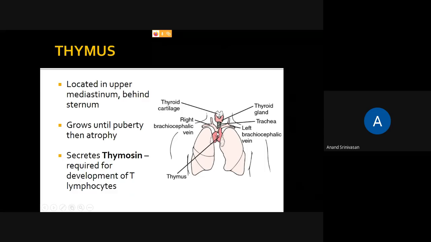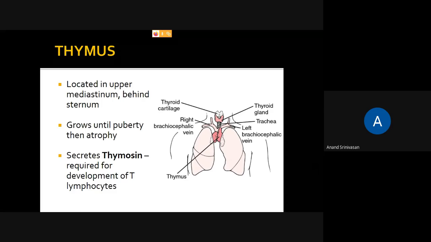What happens to this gland? This gland is functional, and it secretes a hormone called thymosin, which is necessary for the T cells to form, the T lymphocytes. The T cells are very important in preventing infections.